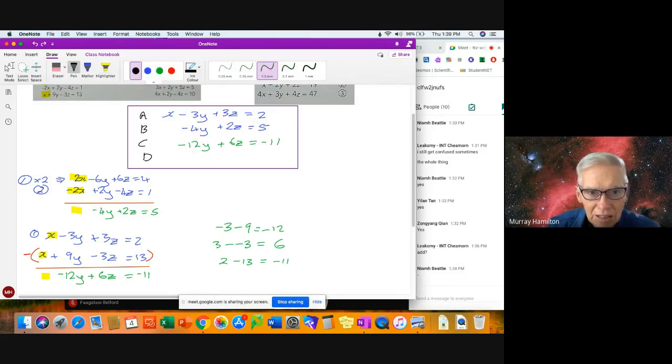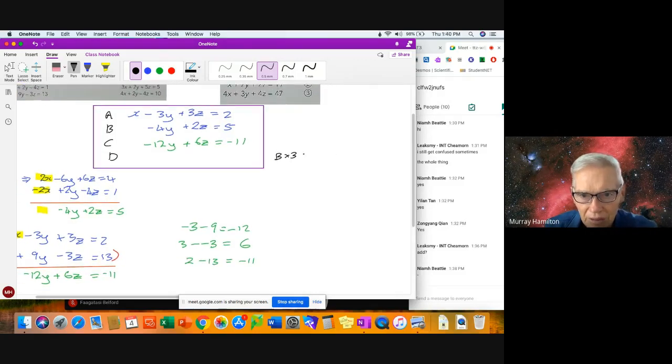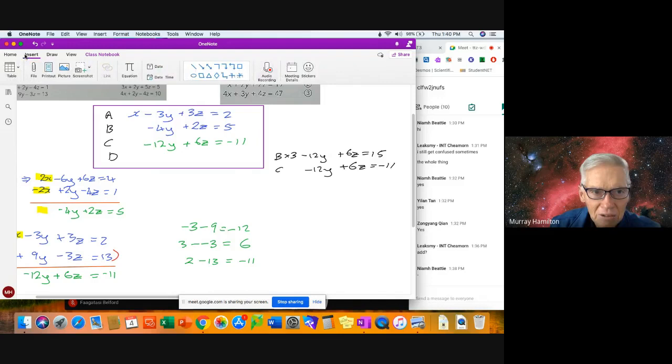I'm going to take equation B and multiply it by 3. And that will give me negative 12y plus 6z equals 15. And equation C underneath it is negative 12y plus 6z equals negative 11. Now, do I add or subtract these two together? Hopefully we're understanding it a little bit better. Add or subtract these?